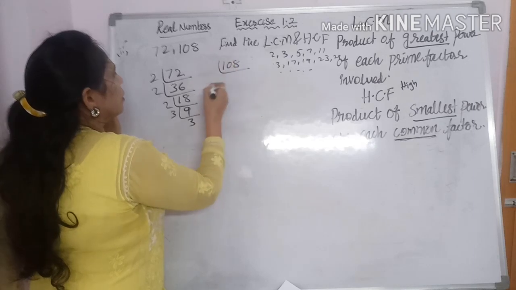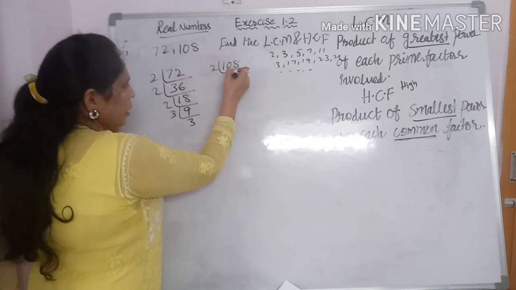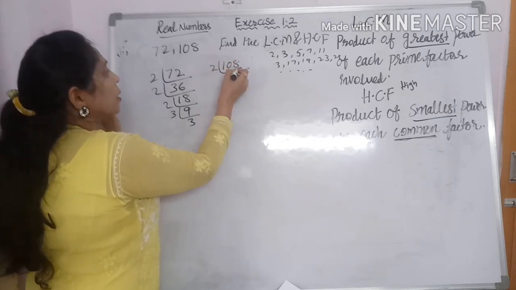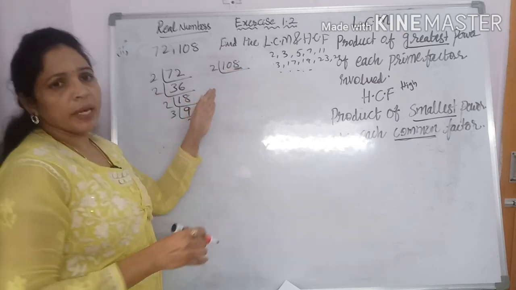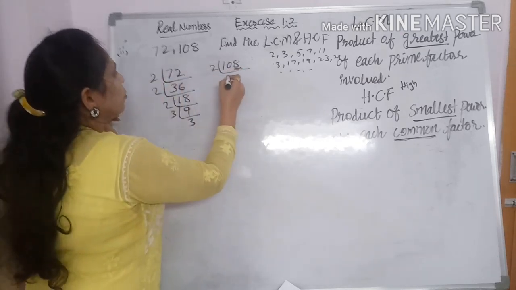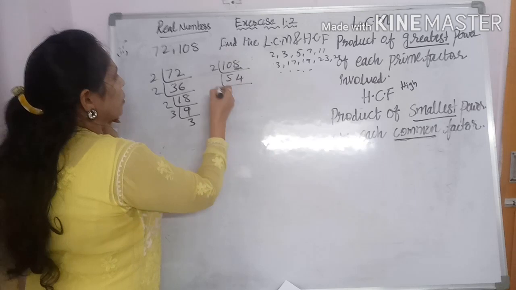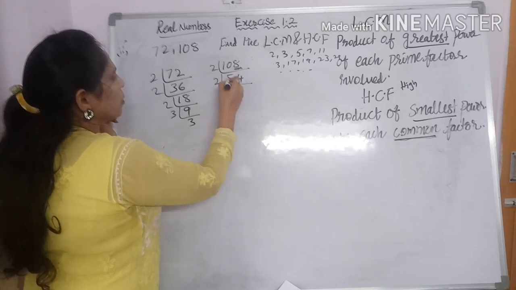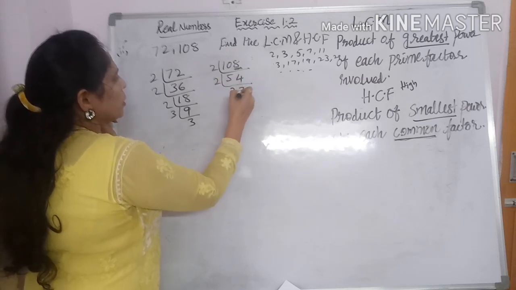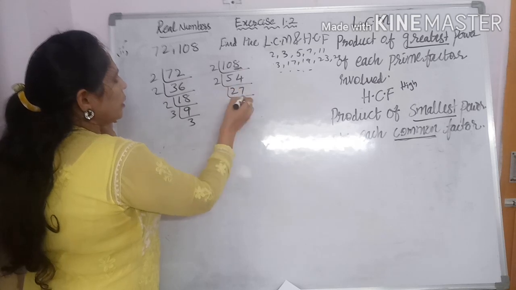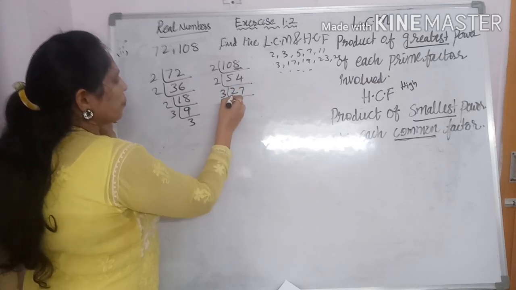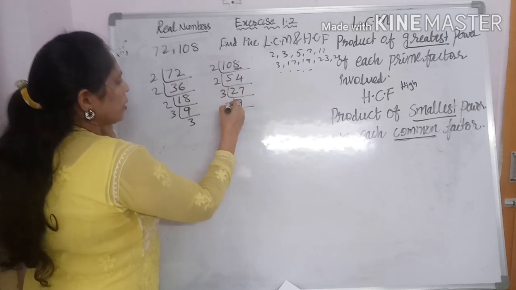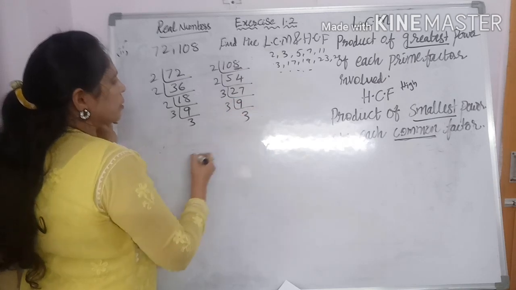108? Go with 2 also. Here 8 is there, then apply the divisibility rule of 2. 2 5s are 2 4. Again 4. Then go with 2. 2 2s are, 2 7s are. Then 3. 3 9s are. 3 times.